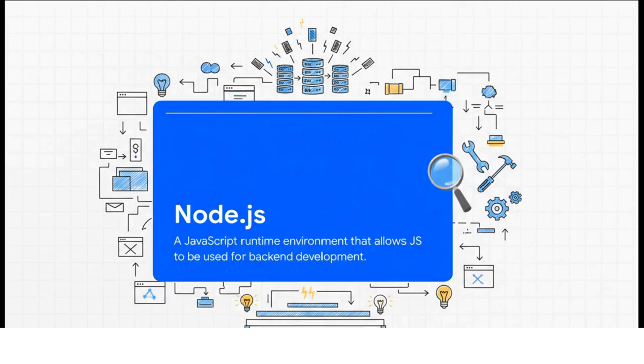So how do you build one of these smart dynamic servers? Well, a super popular tool for the job is Node.js. Node was a game changer because it let developers use JavaScript, which used to just be for the front end in the browser, to build the back end too. One language to rule them all. You can think of Node.js as the workshop itself, the environment that gives JavaScript all its server-side superpowers.